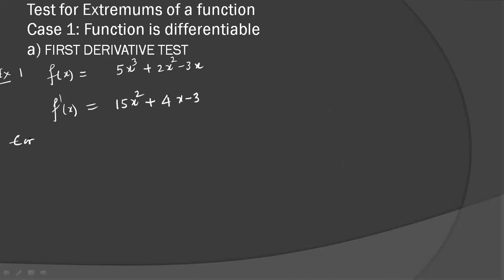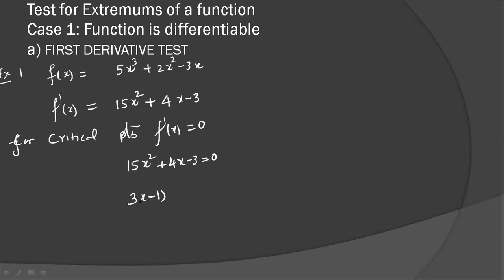For critical points, f dash x we have to make 0. 15x square plus 4x minus 3 equals 0. If you factorize it, you will get two factors: 3x minus 1 and 5x plus 3. So these are two critical points here. The critical points are 1 by 3 and minus 3 by 5. There are two critical points here, 1 by 3 and minus 3 by 5.